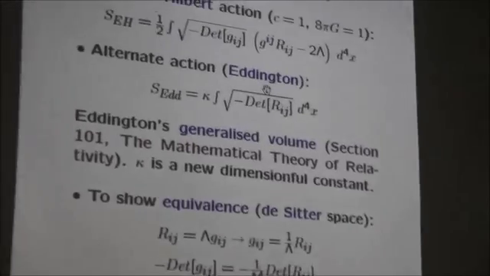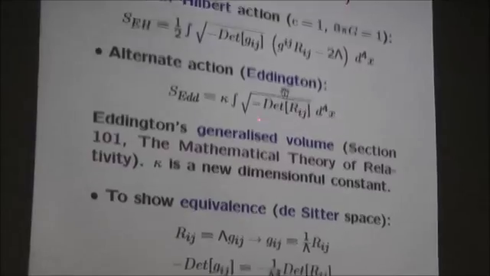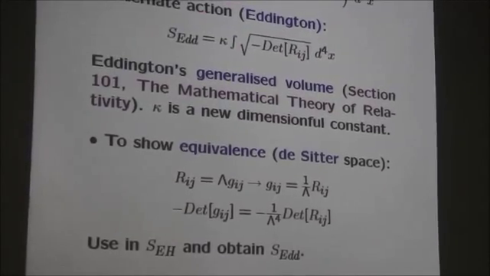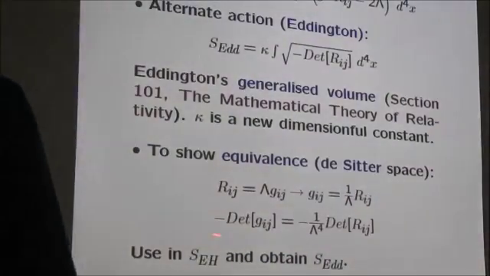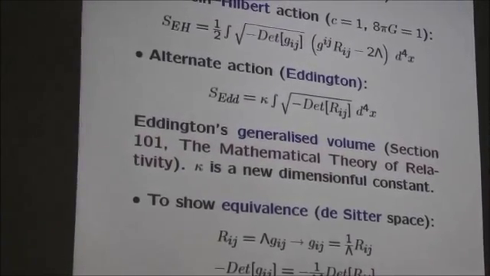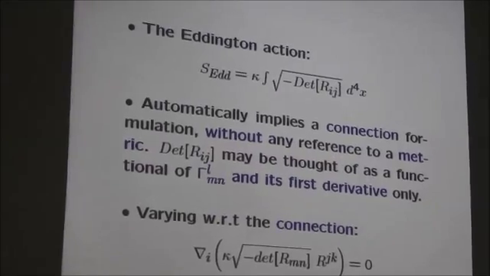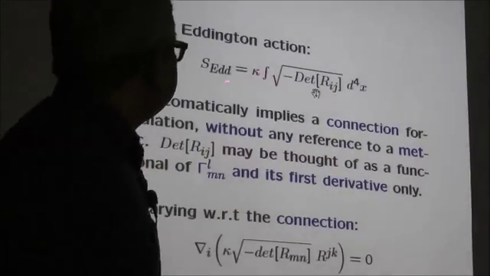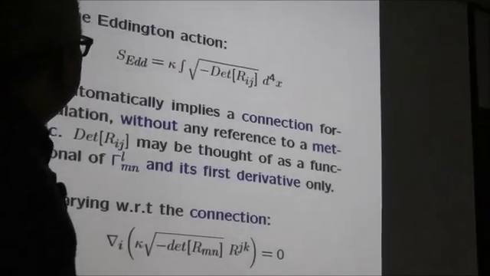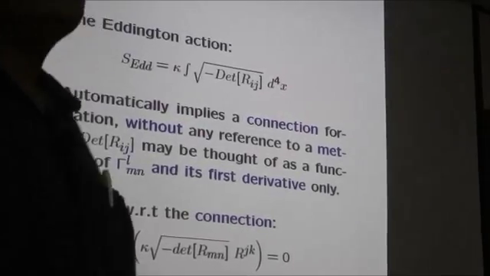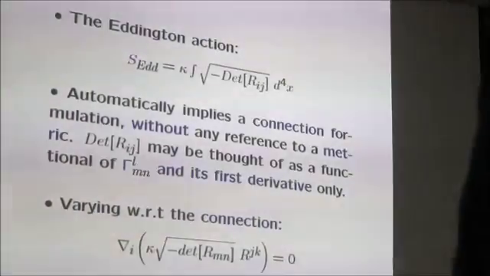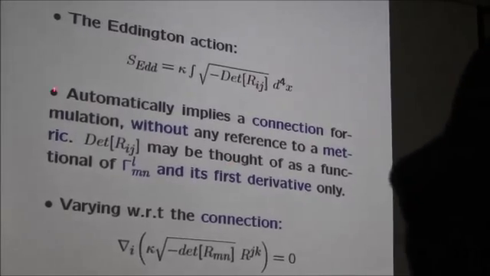Okay, so this is clear, so let me move ahead. I have this action which is different from the Einstein-Hilbert action. What I am saying is that this action is valid only for de Sitter space because of this little bit of logic that I showed you. And then I move ahead and I realize that this action over here automatically implies a connection formulation, without reference to a metric. So you can think of this in terms of a connection formulation.